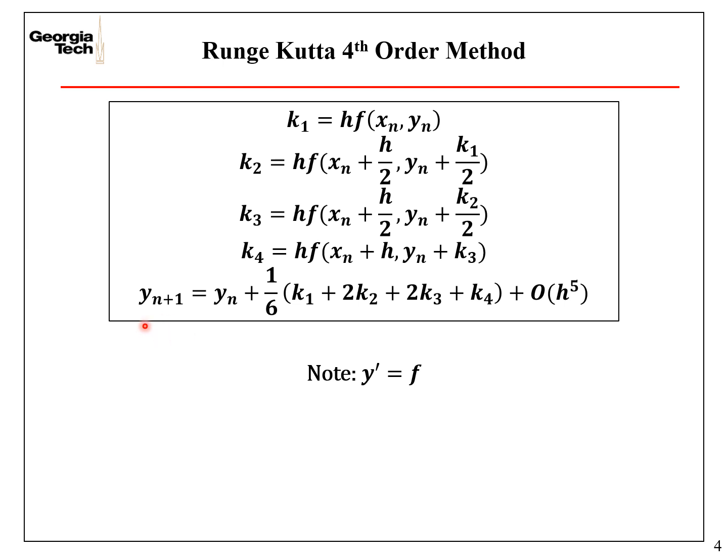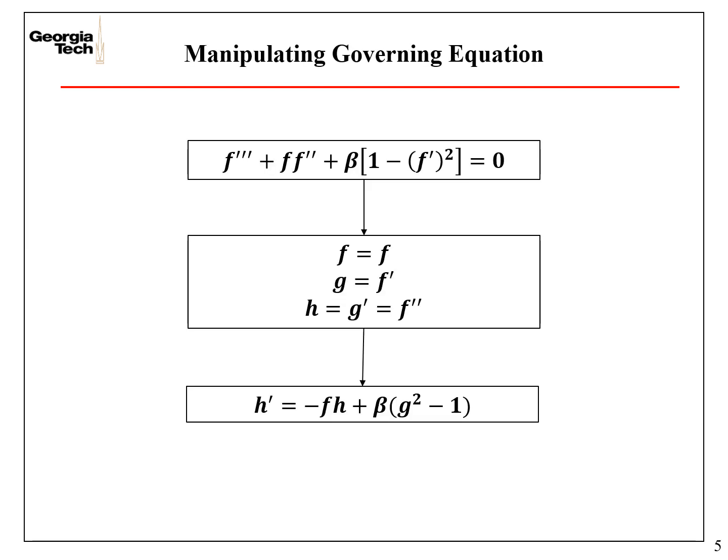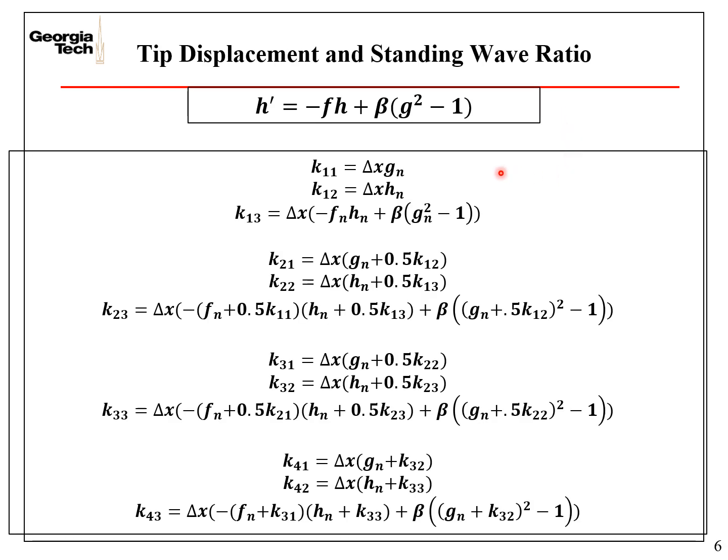So this can be either in a time domain, but in our case, we're evaluating on a spatial domain, so in the x direction. We have our governing equation from the previous slides, and what we do is manipulate it slightly. We keep f as f, but we define a variable g as f prime, and h as g prime, or in other words, as f double prime. And what we achieve here is an equation linearized in h, and we use this with our Runge-Kutta method.